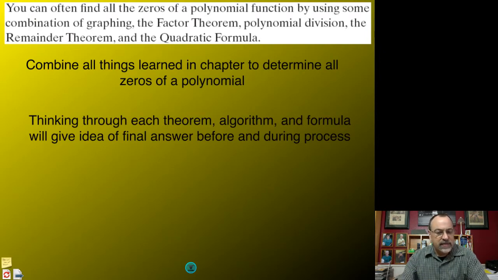Now, if we take the time at the beginning of the problem to think through each of these theorems, the algorithms and the formulas that we're going to need, we should be able to get an idea of what our answers should be before we get to the end and as we're doing it, so we have an idea of whether we're doing things correctly along the road. So we just need to slow down, take a moment to plan, and then as we're going along, if we start getting off track, we know we need to stop and turn around and figure out where we went wrong.